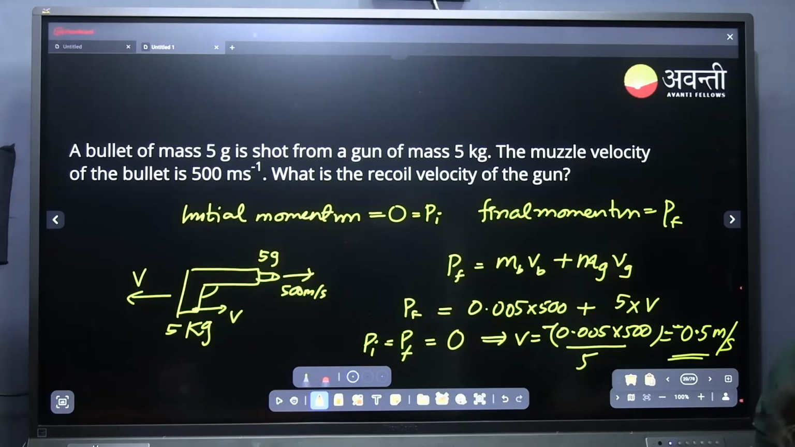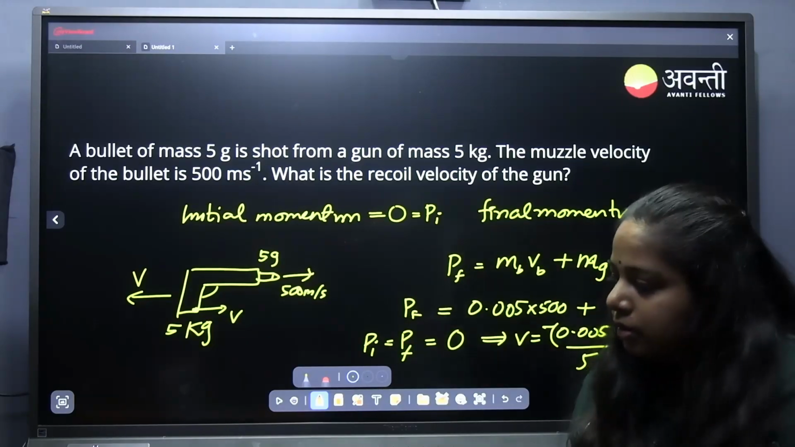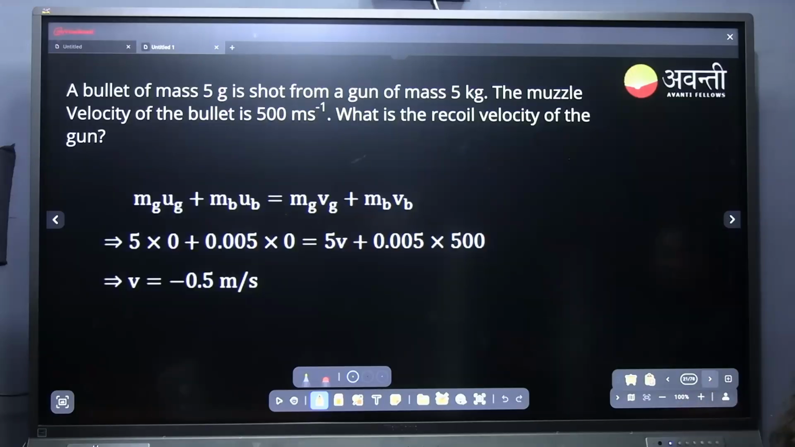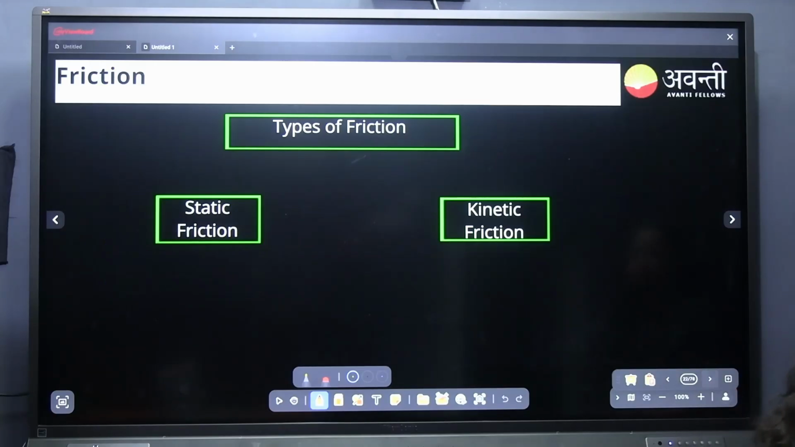Is there any doubt? Okay. So the negative sign just means that the direction we assumed was wrong.